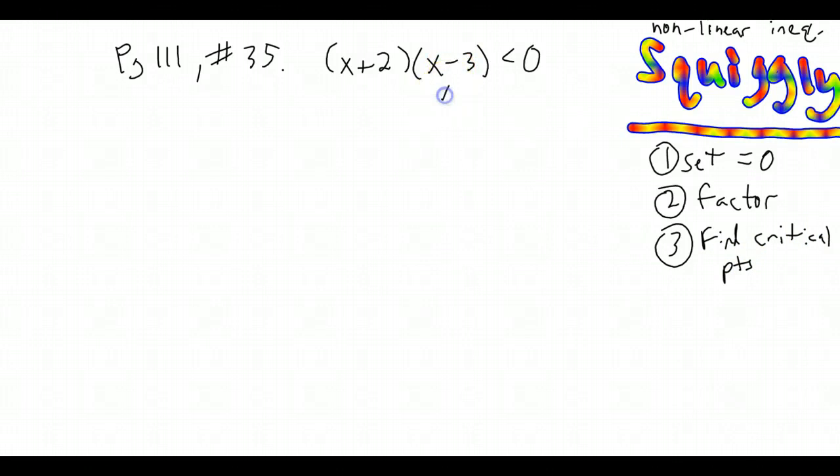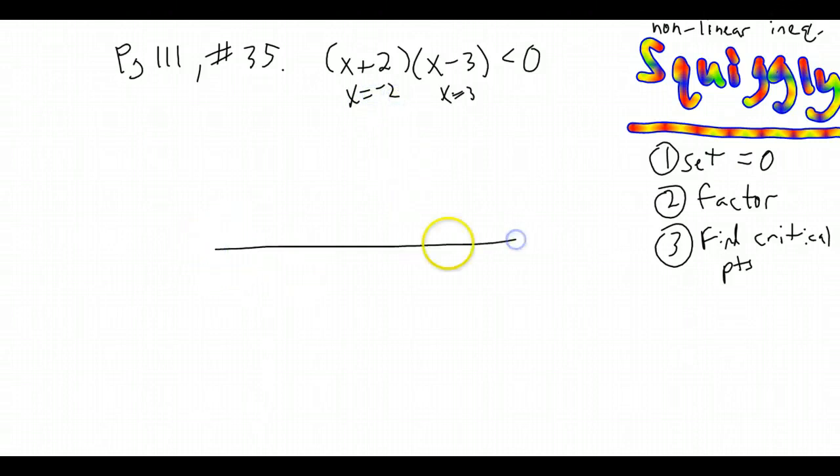So our solutions would be x equals 3 and x equals -2 here. So I'm just going to draw a line at -2, put a little thing, and at 3, put a little thing.